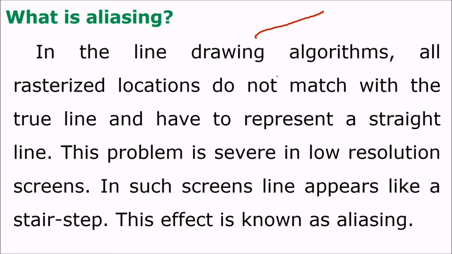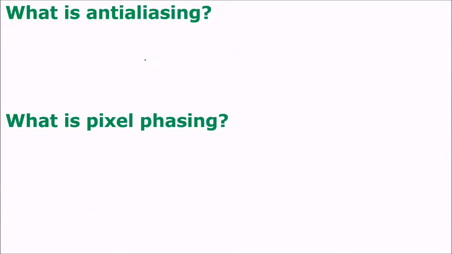This problem is severe on a low resolution screen, and on such a screen, the line would appear like this. There is a stair step shape, and this is known as aliasing in computer graphics. In image processing, similar aliasing is seen in images when the sampling is not done properly.